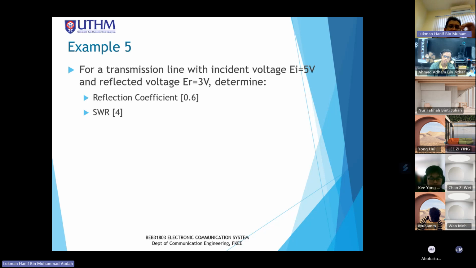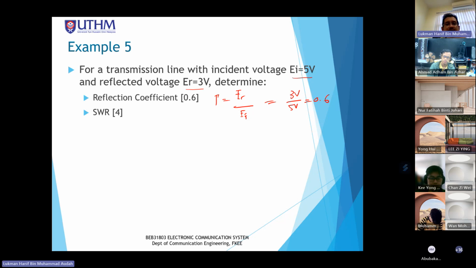For a transmission line with the incident voltage EI equal to 5 volt and reflected voltage equal to 3 volt, determine the reflection coefficient. Okay, so the reflection coefficient is equal to the reflected voltage divided by the incident voltage. So 3 volt divided by 5 volt, so you're going to get 0.6.